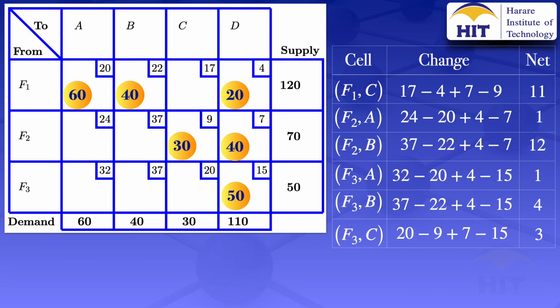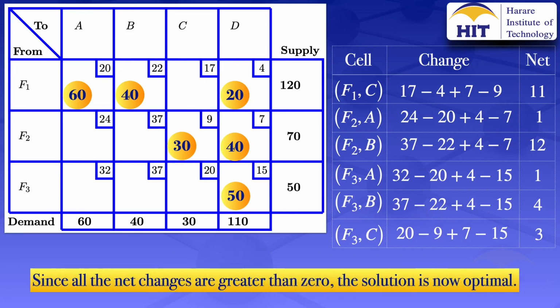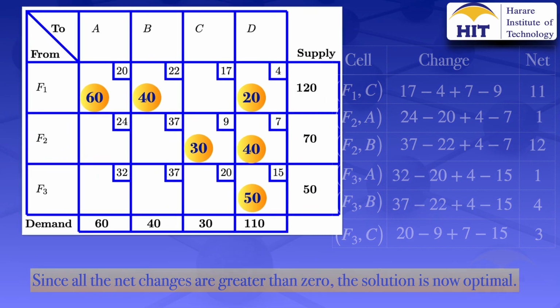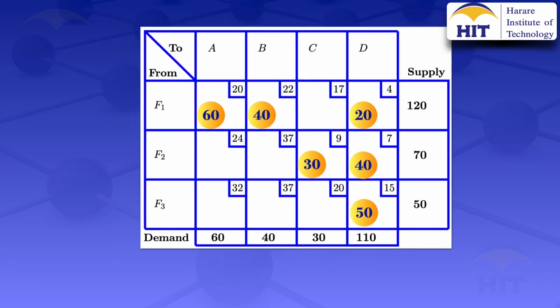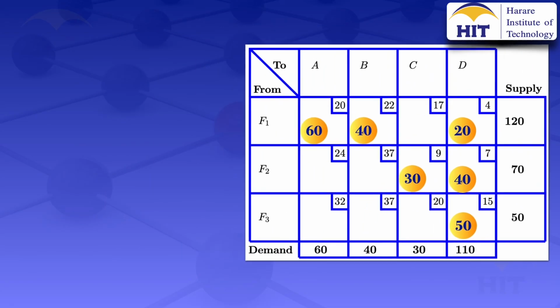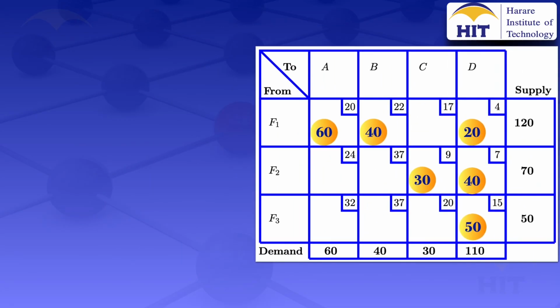We now need to check if the solution is optimal. A solution is optimal if all the net changes are greater than or equal to 0. In this case, all the net changes are greater than or equal to 0, so we have reached the optimal solution. So when you have reached the optimal solution, what is left is for us just to make an interpretation of that transportation table.